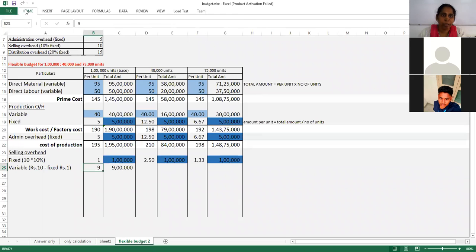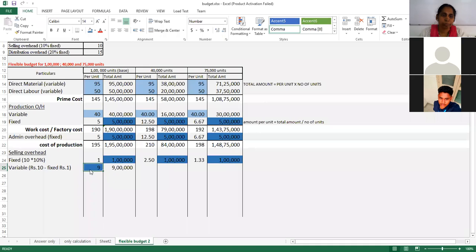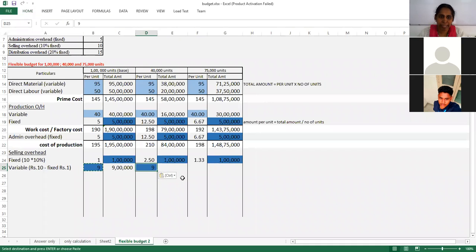Variable cost means the per unit will be same. Per unit will be same. Okay, so 9 rupees, 9 rupees, 9 rupees.